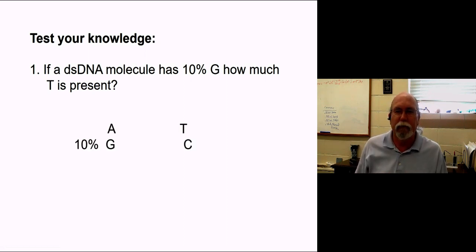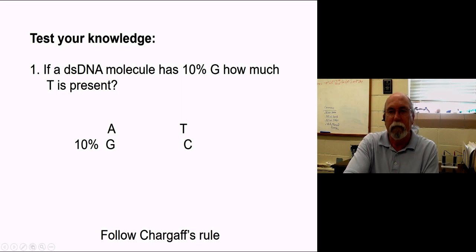So if you know that there's 10% in this case G, right? How much T is there? Well, G and T don't link, right? There's no direct correlation. We know that. But we know how much G is there and it's double stranded. What we then know is how much C we have, right? If we follow Chargaff's rule, we know that these are complementary. So we know there's an equal amount of C, okay?